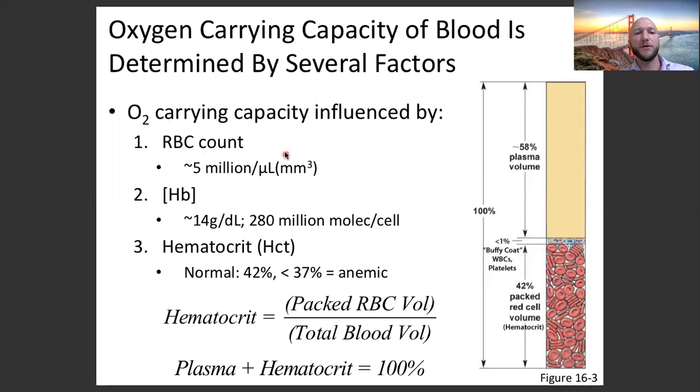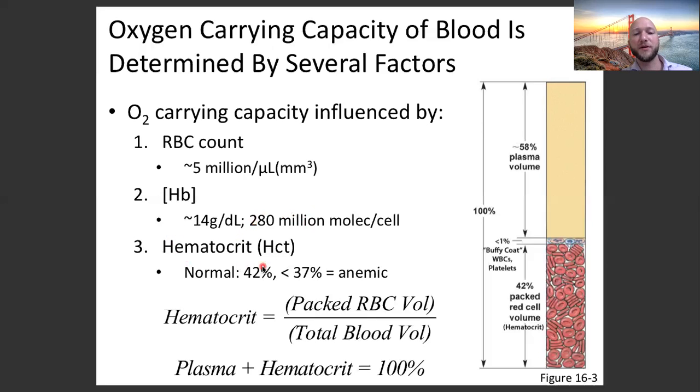One is the number of red blood cells, just the sheer number. Typically, there are around 5 million per microliter. Another is the concentration of hemoglobin. Hb is hemoglobin, and these brackets, again, signify concentration. The concentration of hemoglobin is about 14 grams per deciliter, about 280 million molecules per cell. And remember, each one of those hemoglobins holds onto 4 oxygen molecules.